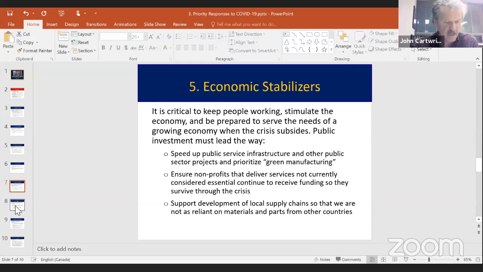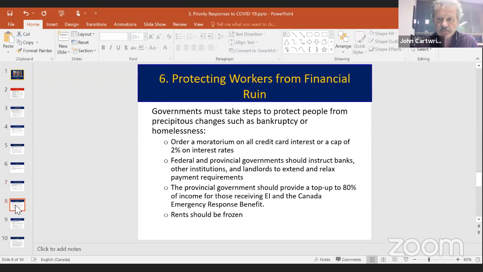Poverty and protection, Vicky Power. Okay, protecting workers from financial ruin. Government must take steps to protect people from precipitous changes such as bankruptcy or homelessness. Impose a moratorium on all credit card interest or a cap of 2% on interest rates.